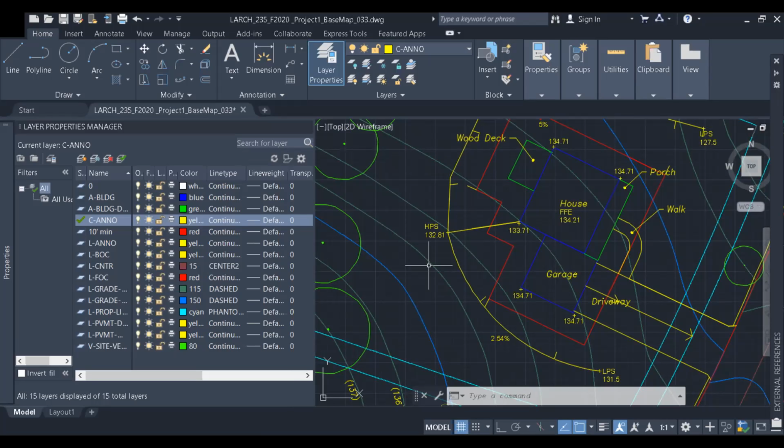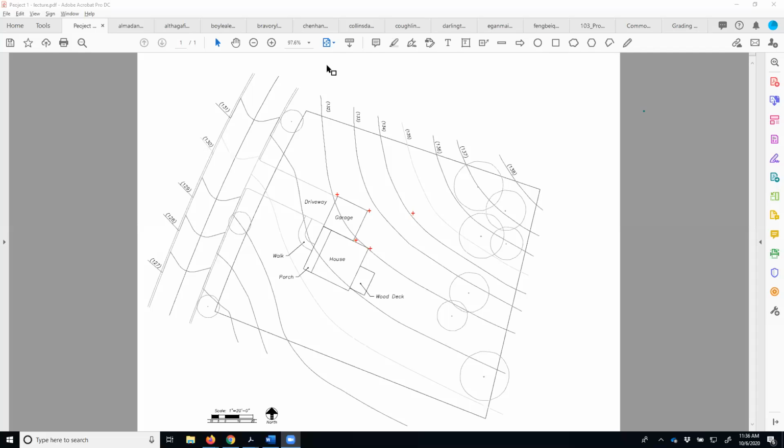So I'm just going to take it back. Oh, okay. I thought you were going to take control of my... No, I wasn't going to take control of your AutoCAD because it's going to make it too cumbersome.